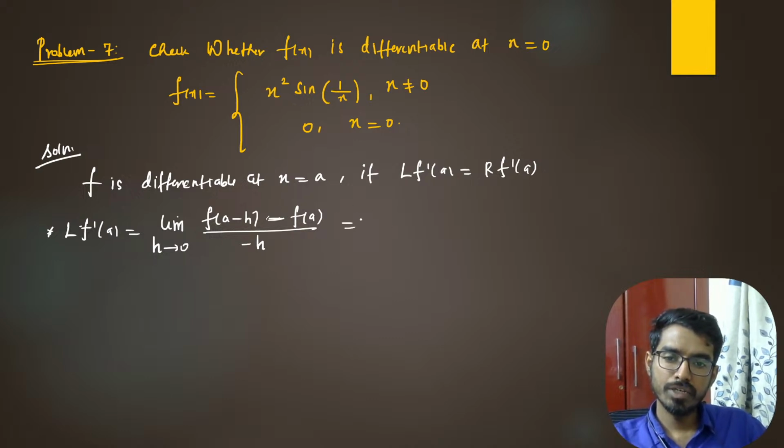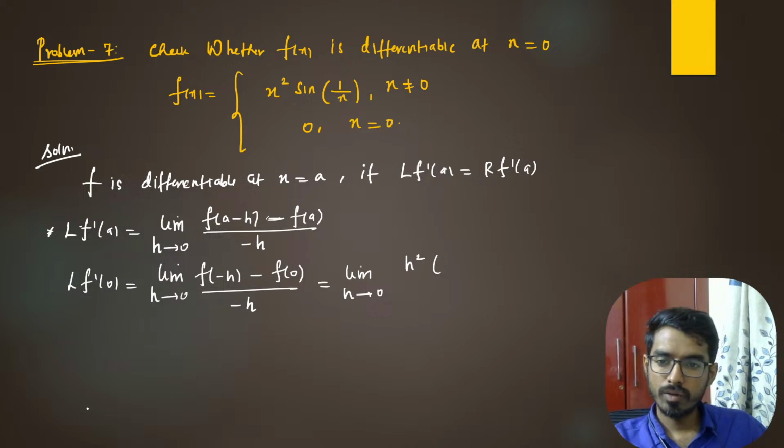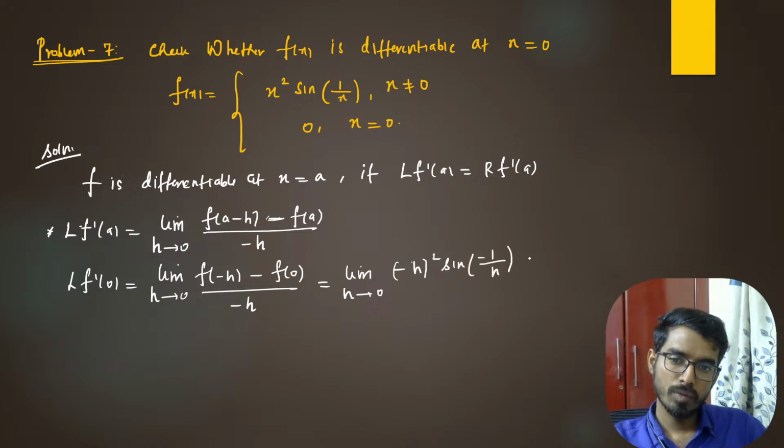So we need to check it at 0. That means L of f dash of 0 is equal to limit h tending to 0, f of minus h minus f of 0, whole divided by minus h. So what is f of minus h? It is minus h whole square times sine of minus 1 by h, minus f of 0 which is 0, divided by minus h.